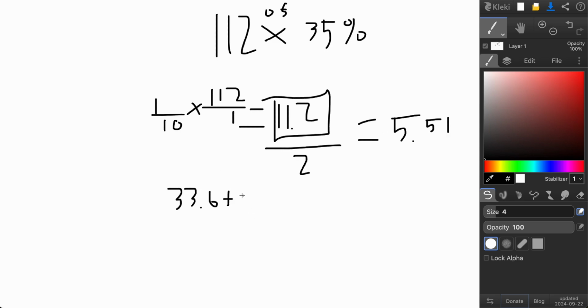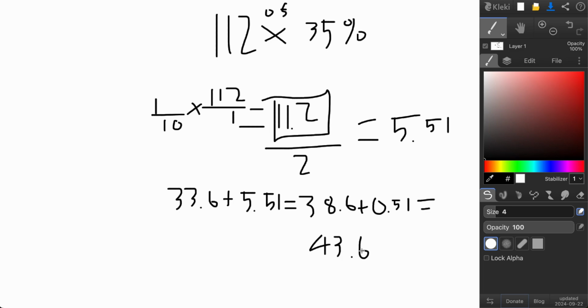And now you just add them together. Well, let's see, you can first add 5 and you get 38.6 plus 0.51, and then you can add 0.5, which would get you to 43.6 plus 0.01, which equals 43.